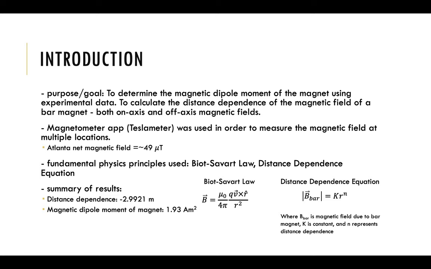A summary of my results. The distance dependence was calculated to be negative 2.9921, and the magnetic dipole moment of the magnet was calculated to be 1.93 A·m².